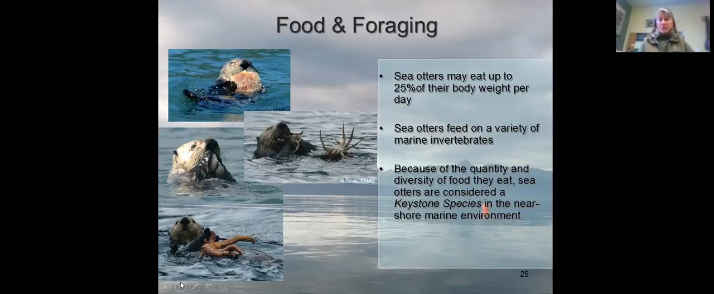Sea otters will specialize in different prey types. There's over 250 kinds of things sea otters will eat. There's a lot of mother-pup transference in foraging. And next slide, please.